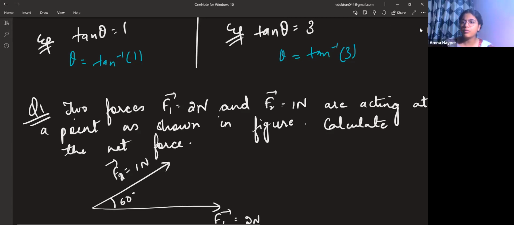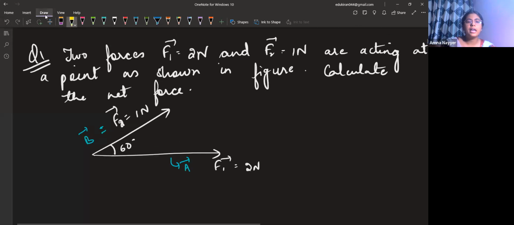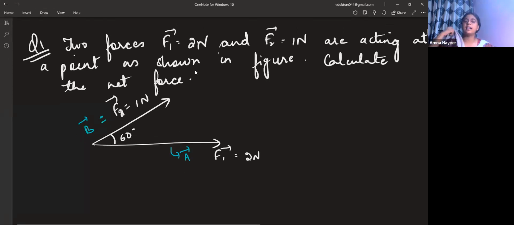I think by now all of you must have completed this. See, this question says that two forces, F1 is equal to 2 Newton. This is your first force, let's say this is our vector A, and another force we have, this is our vector B, which is 1 Newton. The angle between them is also given, that is theta, which is 60 degrees. You have to find out the net force.